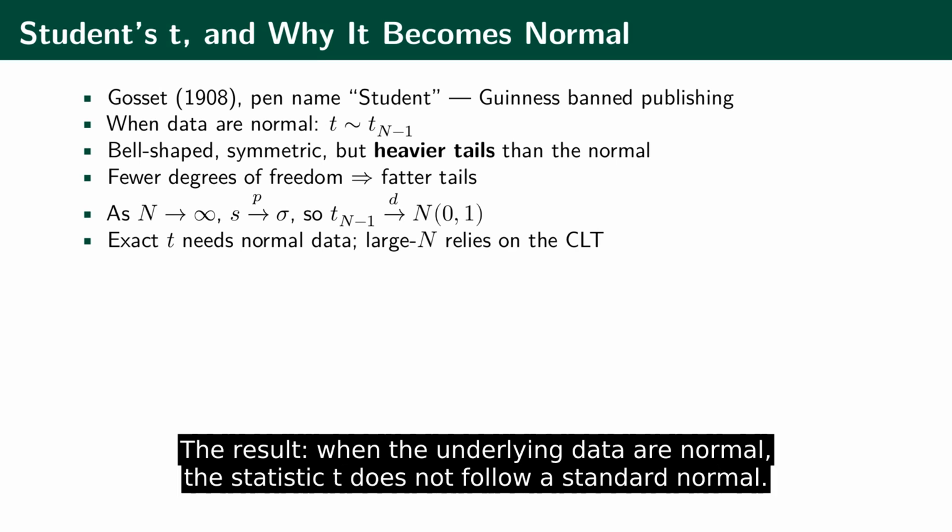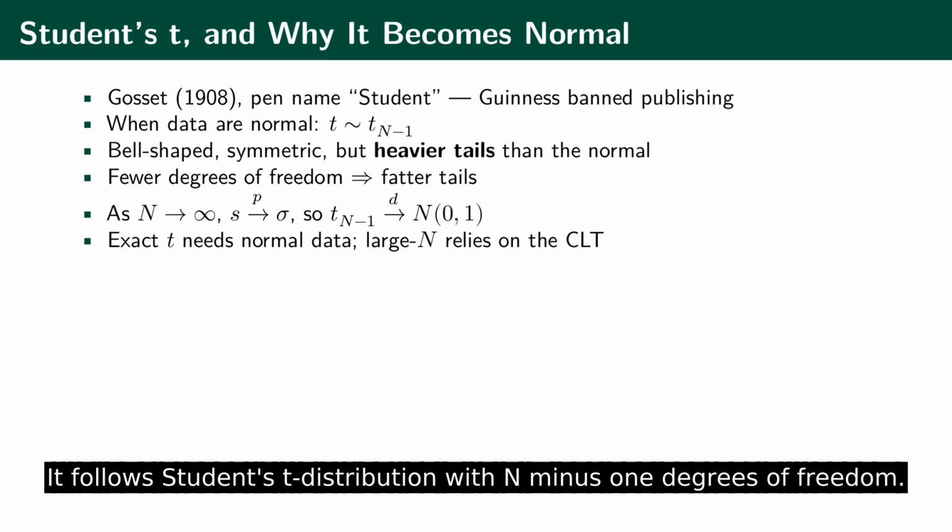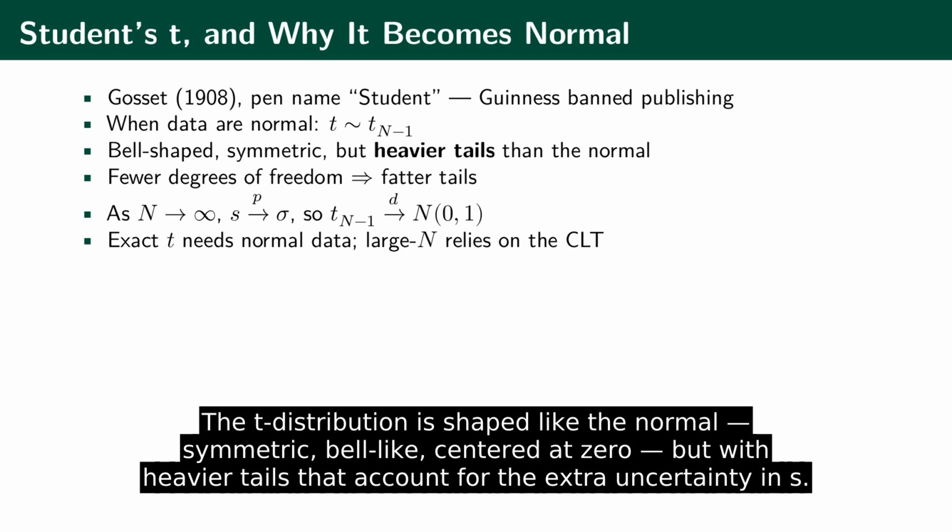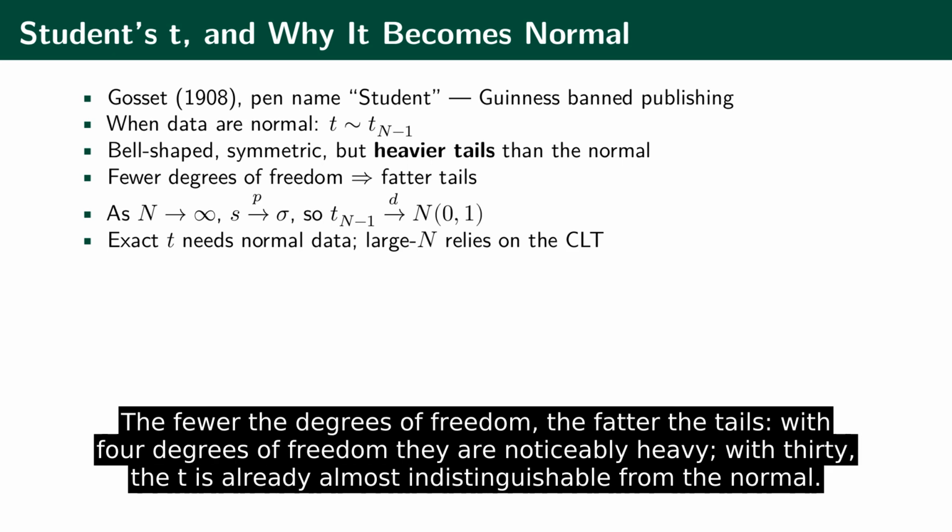The result, when the underlying data are normal: the statistic t does not follow a standard normal. It follows Student's t distribution with n minus 1 degrees of freedom. The t distribution is shaped like the normal, symmetric, bell-like, centered at 0, but with heavier tails that account for the extra uncertainty in s. The fewer the degrees of freedom, the fatter the tails. With 4 degrees of freedom, they are noticeably heavy. With 30, the t is already almost indistinguishable from the normal.